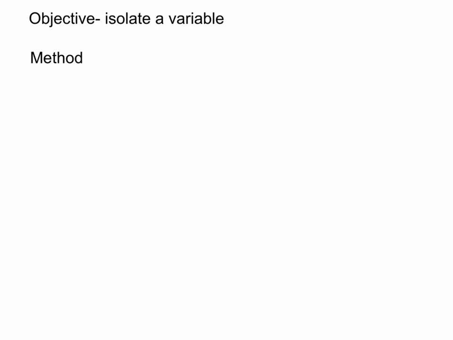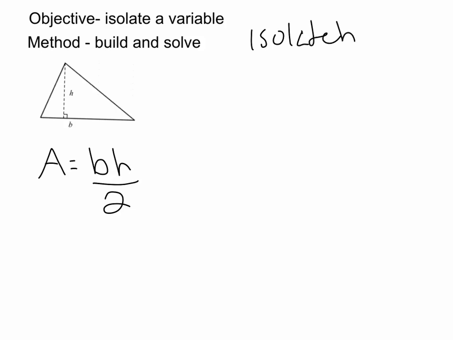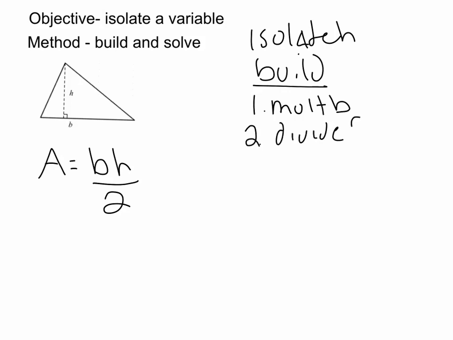To do that, the method we're going to use is identifying the steps to build and solve the equation. Let's go back to our triangle example from the previous slide. We know that the area of a triangle equals base times height divided by 2. Let's say we wanted to isolate h, the height, for this equation. Let's go through our steps to build the equation for h. The first thing that's happening to h is we're multiplying by b, the base, then we're dividing by 2.